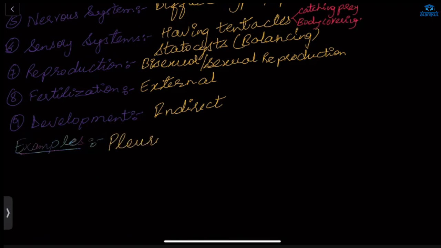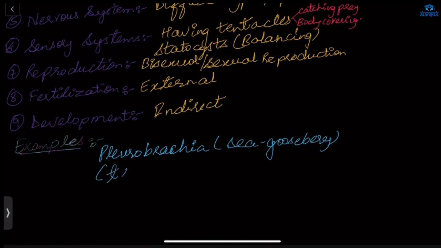Pleurobrachia. And this Pleurobrachia is commonly, okay, let me write for example. Example is Pleurobrachia, commonly known as sea gooseberry, and Ctenoplana. Mostly this has been asked, not about this Ctenoplana. So Pleurobrachia you have to remember from this phylum.